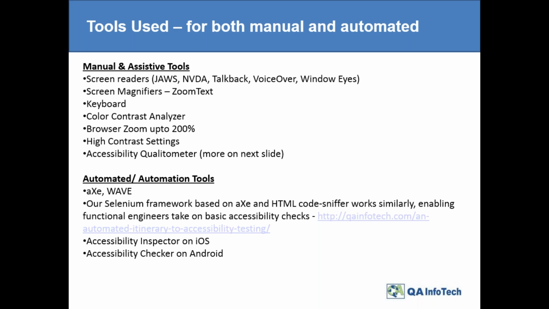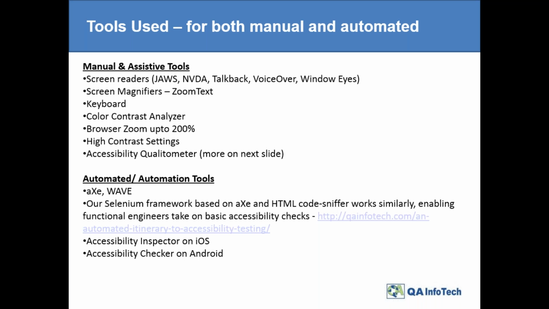We also have the keyboard, which is an essential part of operation. It can be used as an assistive tool as well for the people who have low vision or are motorically impaired. Color contrast analyzer is another tool, which is a manual tool and is used by an engineer to determine the color contrast ratio between the foreground and the background. And by this, we can find the color deficiency issues very easily. Browser zoom and high contrast settings are also functionalities provided within the browsers and OS and can be used to test an application for the people who are suffering with low vision disability.